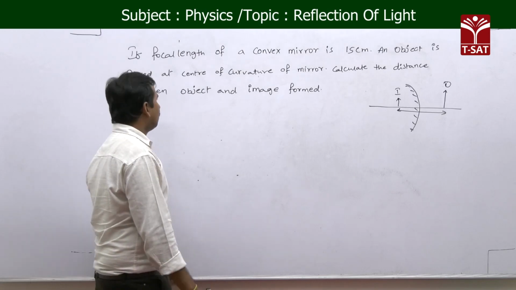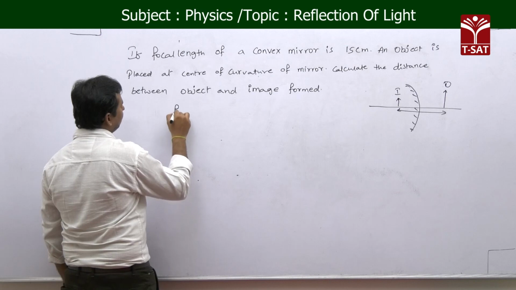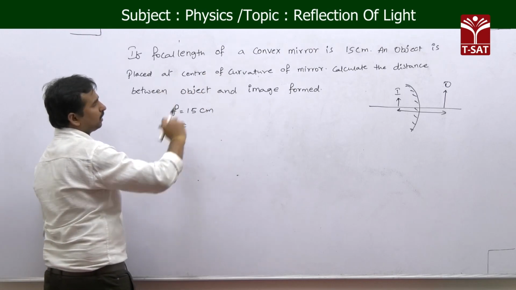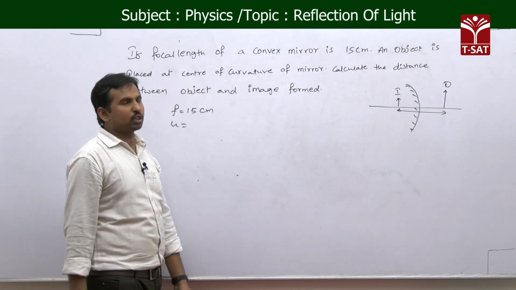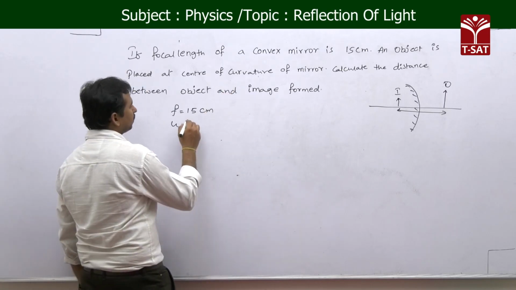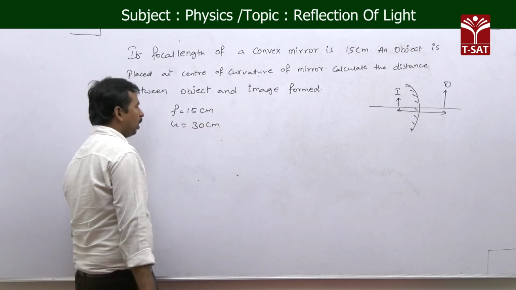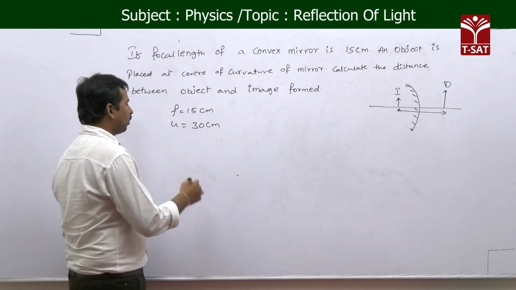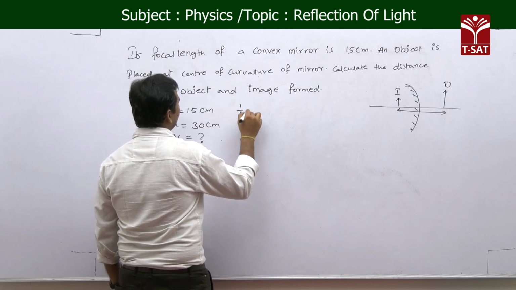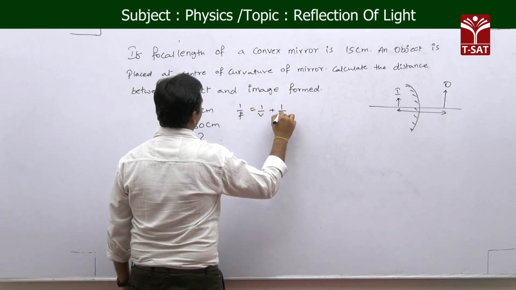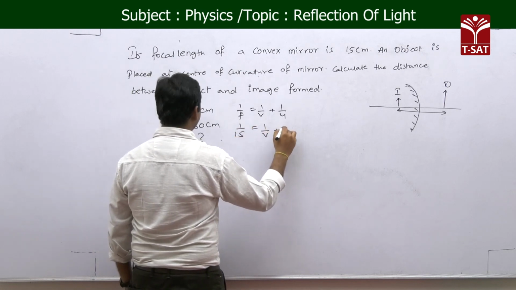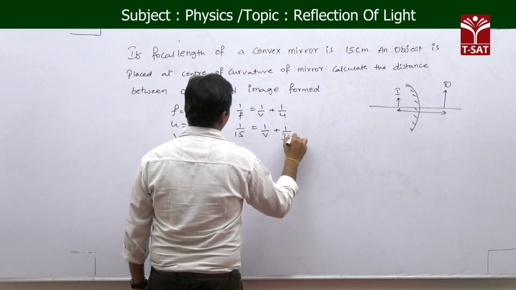Now the focal length is already given as 15 centimeters, and the object distance is given as the center of curvature position. If the focal length, which is the focus position, is at 15, then the center of curvature becomes twice that, which is 30 centimeters. So the object is at 30 centimeters here. Then what we need is the image distance. As 1/f = 1/v + 1/u, the focal length is given as 15, the image distance we don't know, but the object distance is given as 30 centimeters.